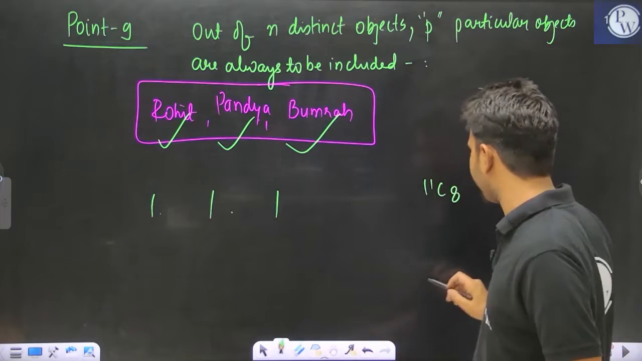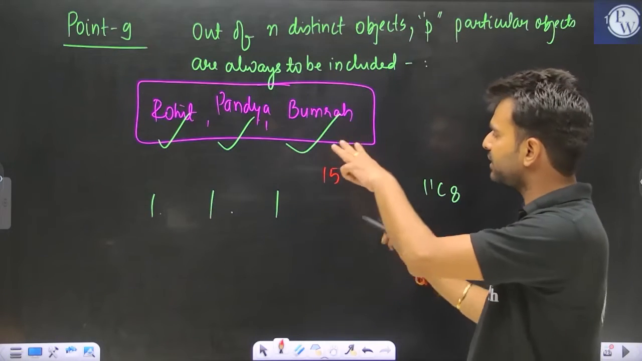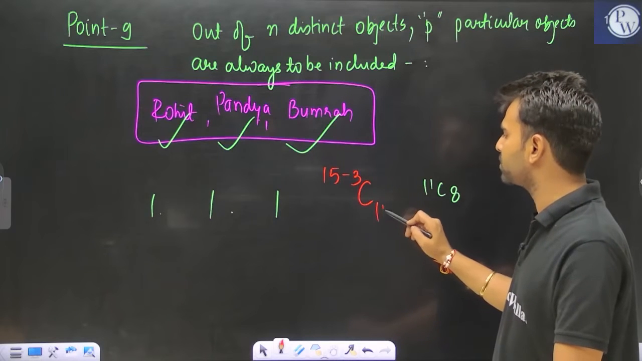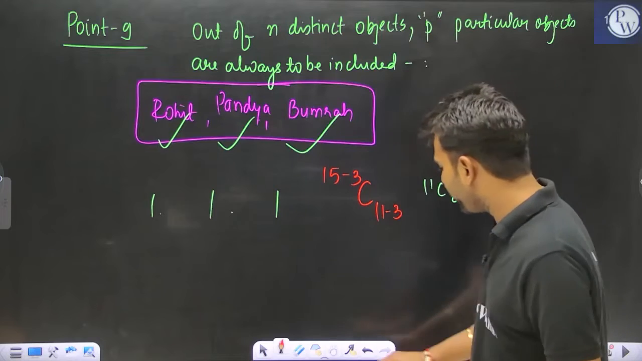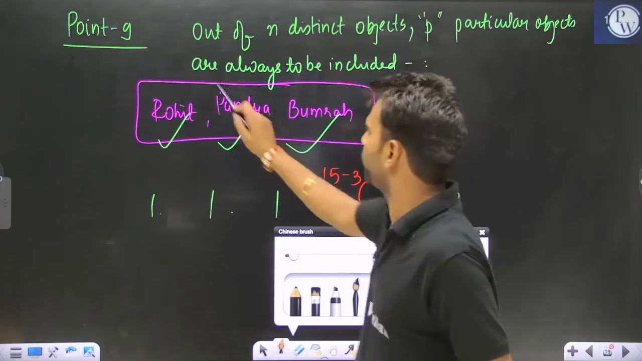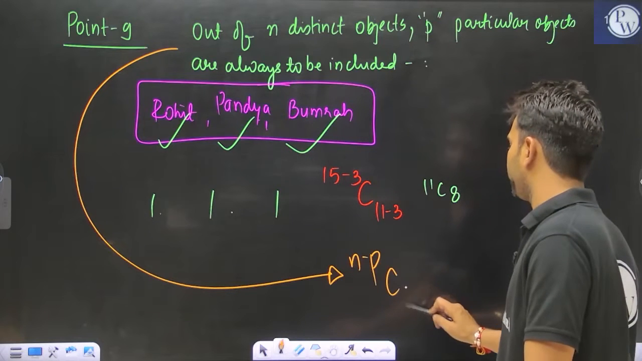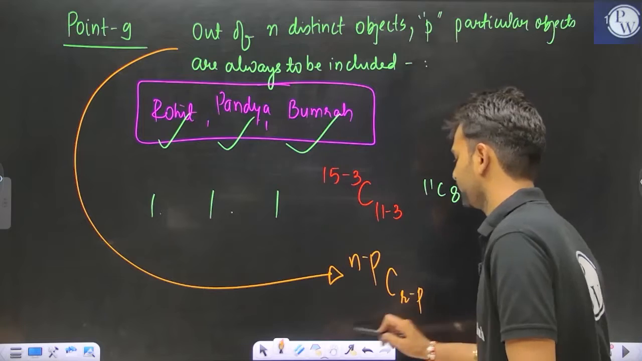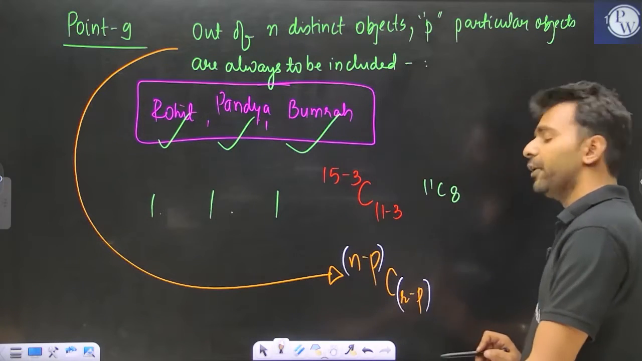Do let me know. So what is exactly happening here is, out of the total 15 members, these are the 3 people. So we are left with 12 choices, and out of those 12 choices we need to select 8 people, that is 11 minus 3. Yes or no? So here the formula is N minus P C R minus P. These things are together and these things are together. I hope you understood this.